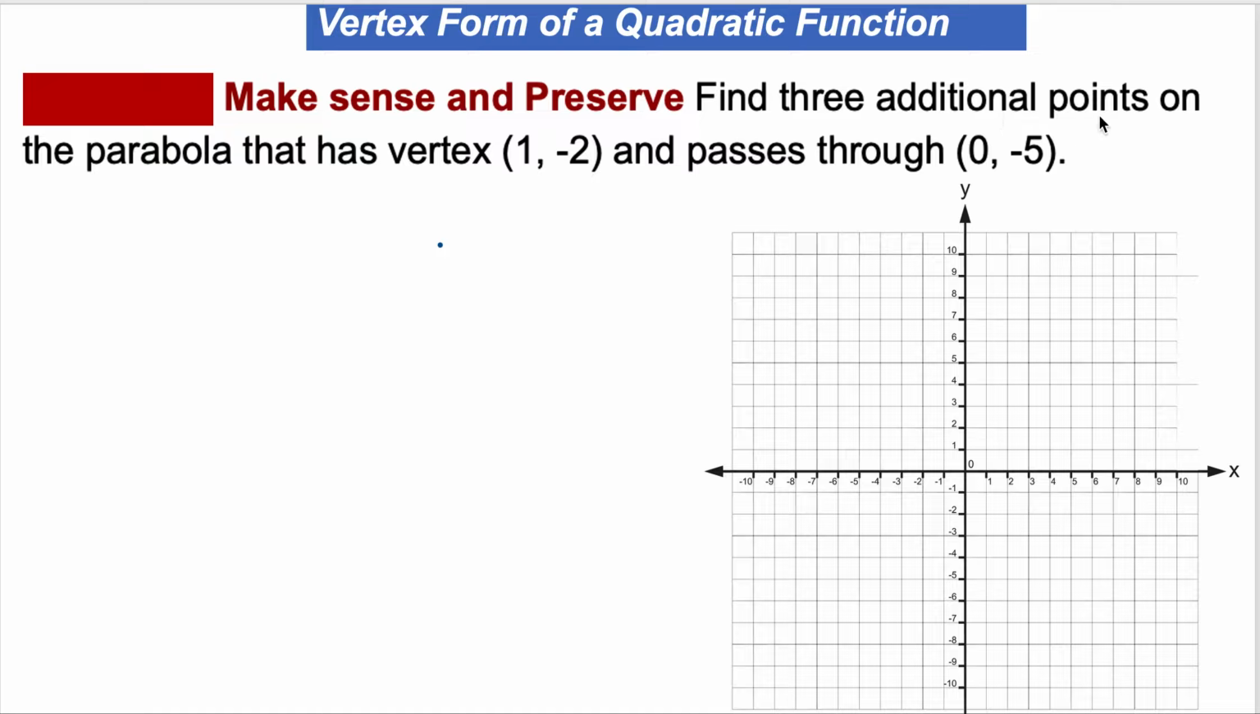Find the three additional points on the parabola that has vertex (1, -2) and passes through the point (0, -5). So first of all, the vertex of the parabola is (1, -2). So 1 is here, minus 2 is here, so the point is right here. And the other thing they are giving us is that it passes through the point (0, -5). (0, -5) is here.